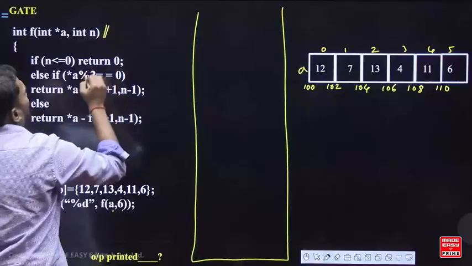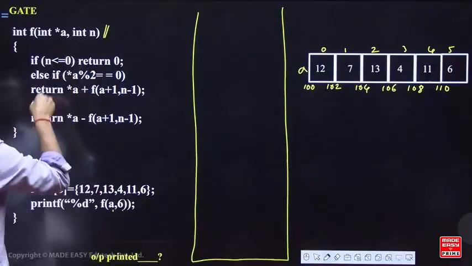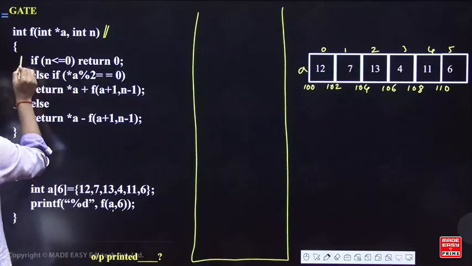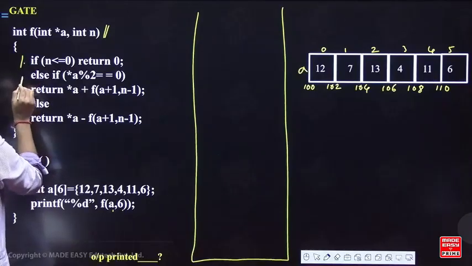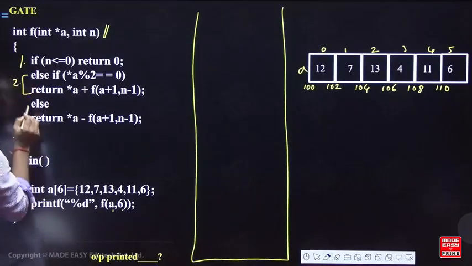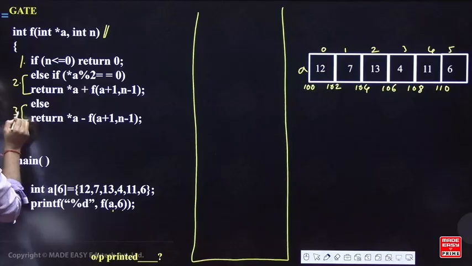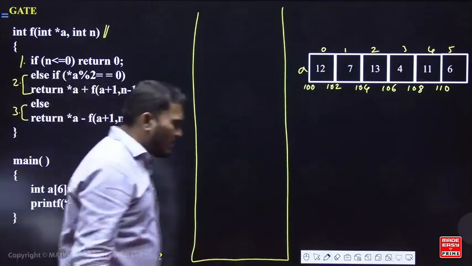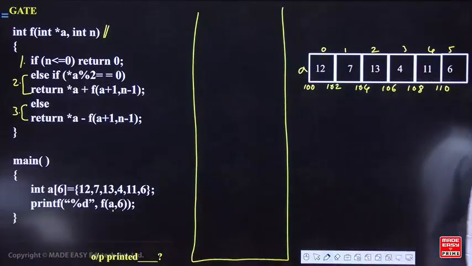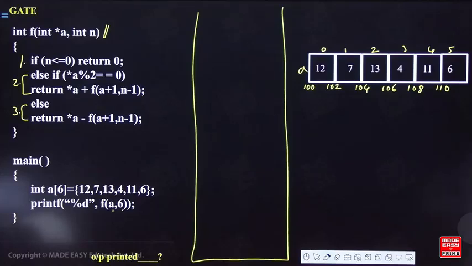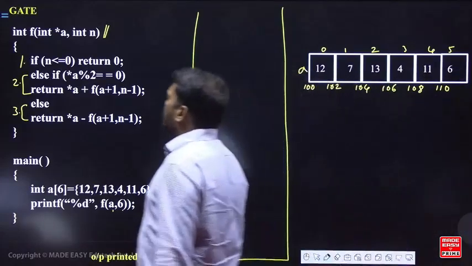So what you are receiving, you are having 3 statements in this function. Let's say this is the first statement, just for easy understanding, this is the second statement, and this is the third statement. Just for easy understanding I am writing that. So now look at here.